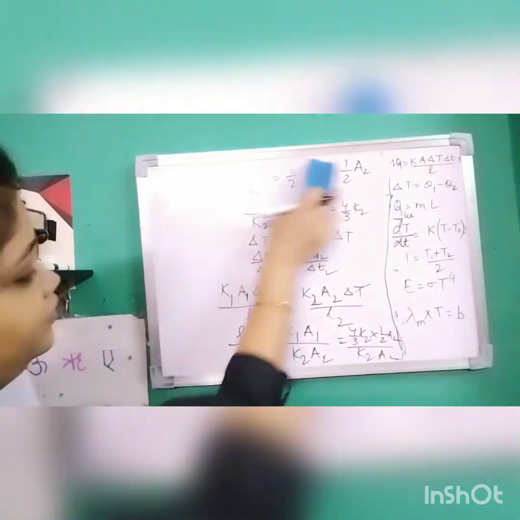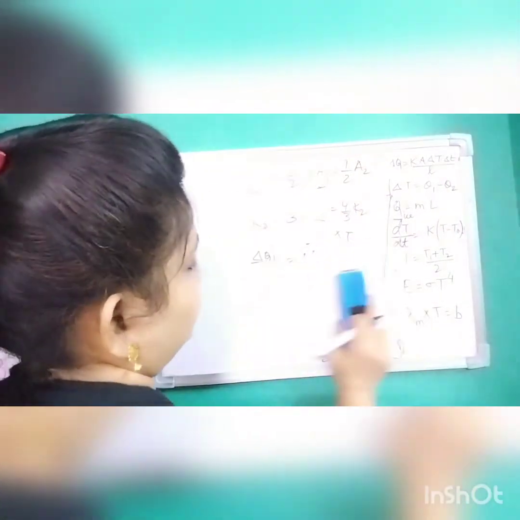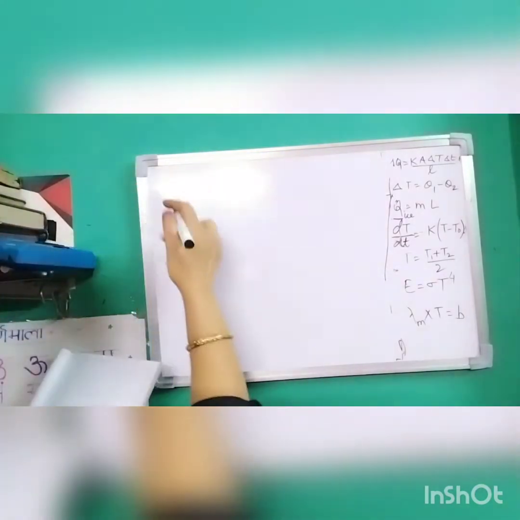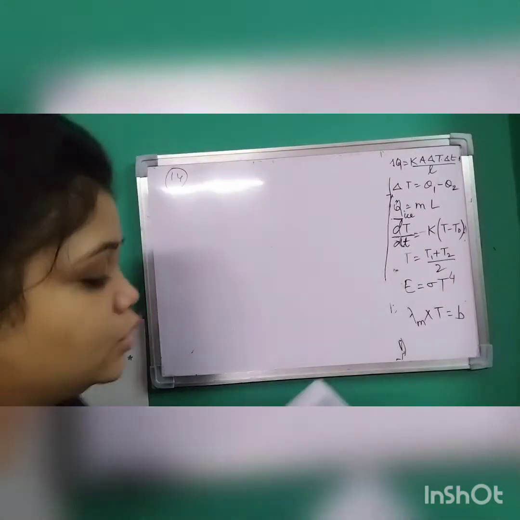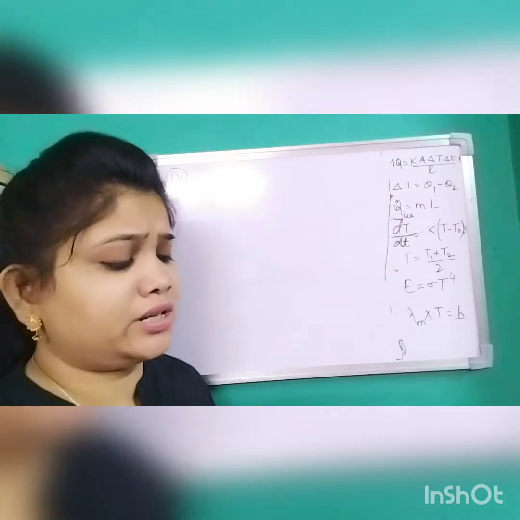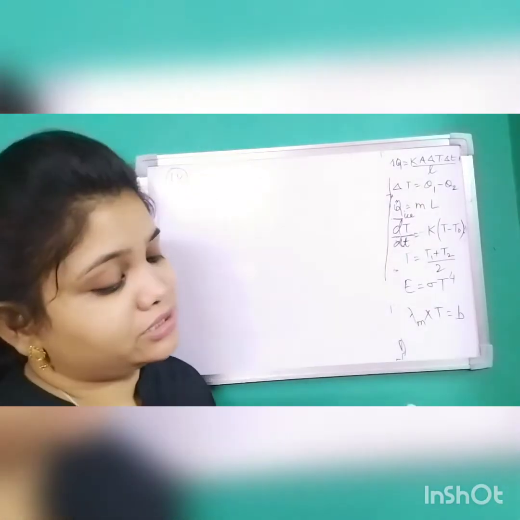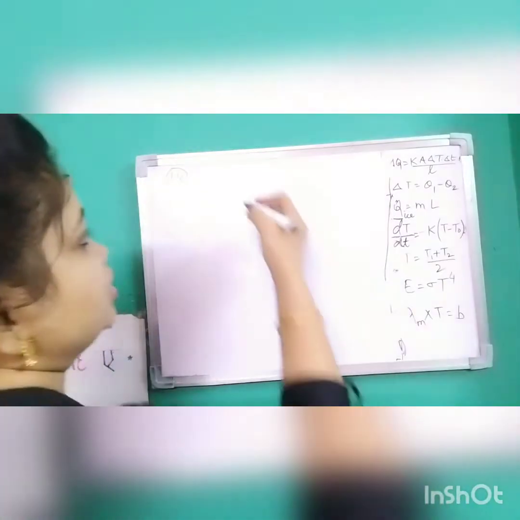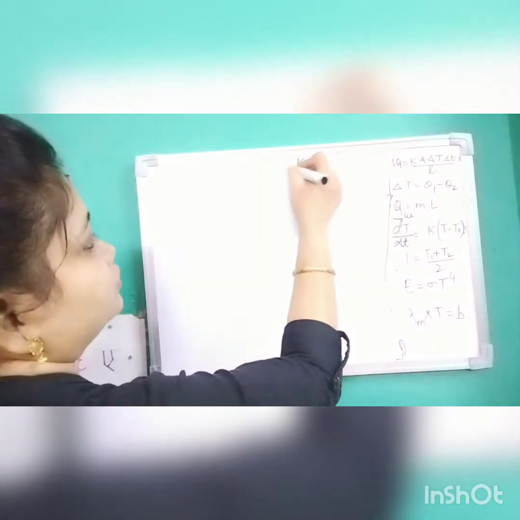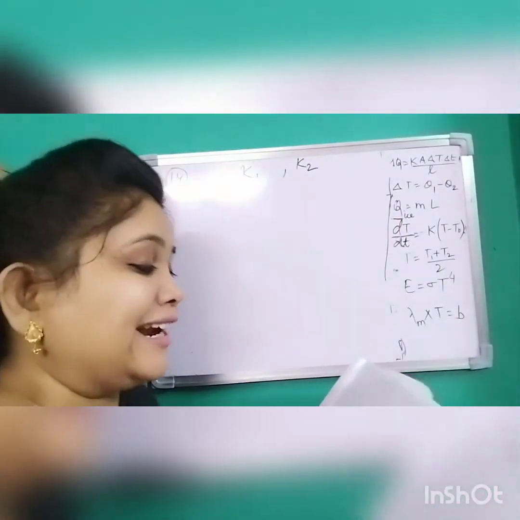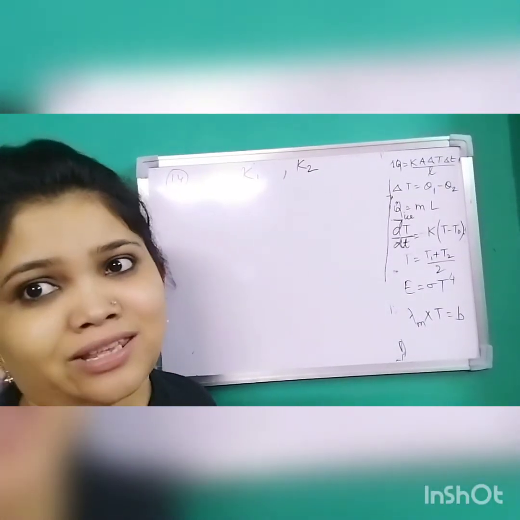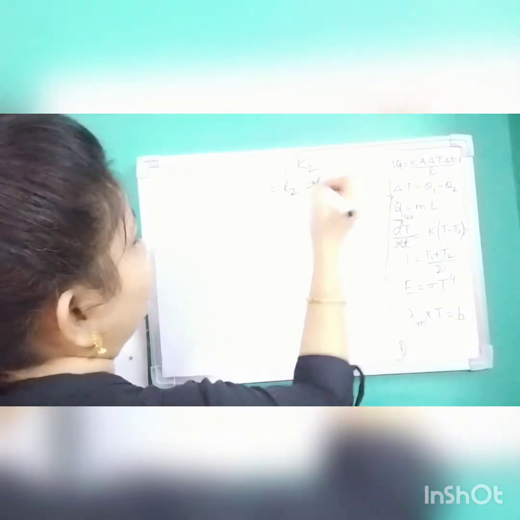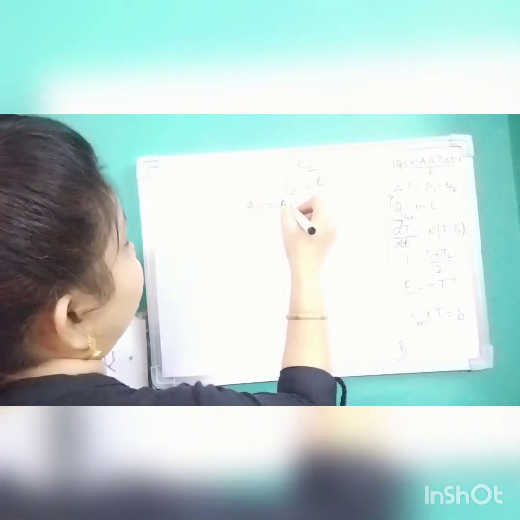Now let us do sum number 14. Let's see what sum number 14 tells us. Two vessels of different materials are identical in shape and size. Different materials means thermal conductivity is different over here, so let it be K1 and K2. Identical in shape and size means obviously area and length are the same. So L1 is equal to L2 is equal to L, and A1 is equal to A2 is equal to A.